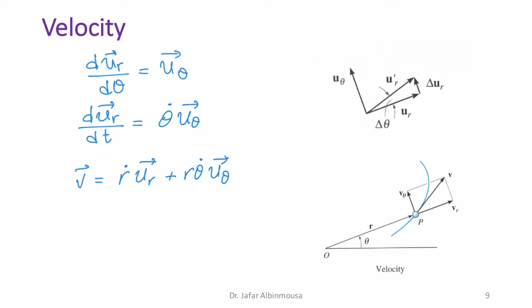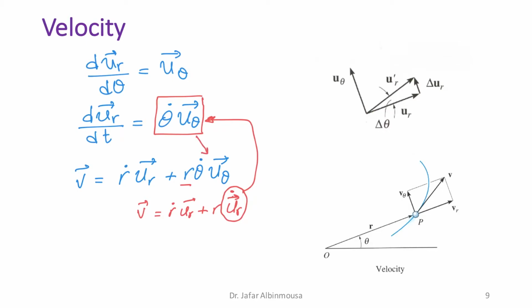Just to remind you here that this r came from the equation in the previous slide, v equals r dot ur plus r ur dot. So all we did over here is prove that the ur dot vector from here is this, and we substituted it back over here. That's it.